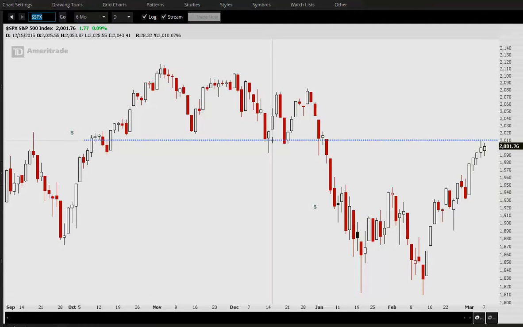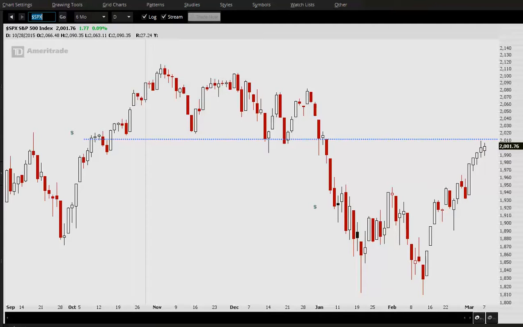I'll just throw a line up here, and we'll go right about here. So a general area of this 2000 to 2010, which I've been talking about for quite some time as we were down at lows, saying that if we were to rally, this 2000 to 2010 level would probably be a spot that we could look for some sort of selling pressure or rolling over.